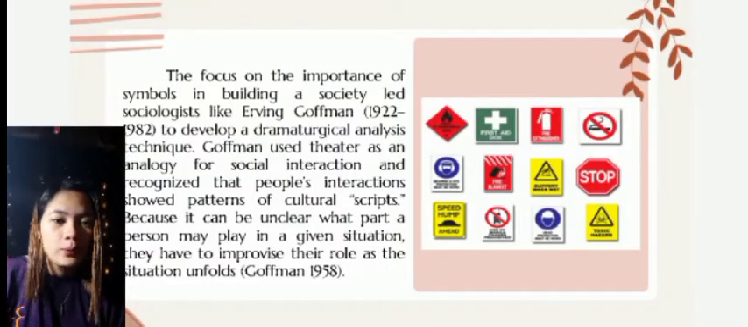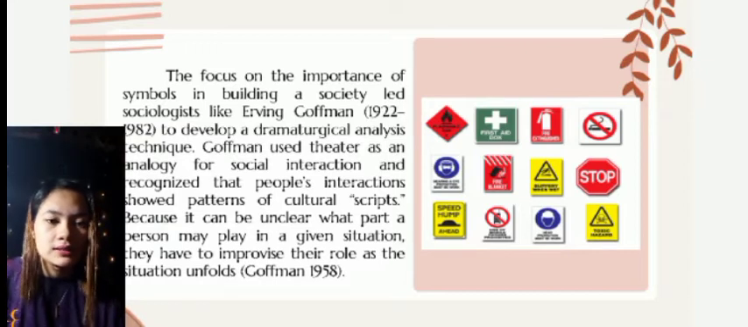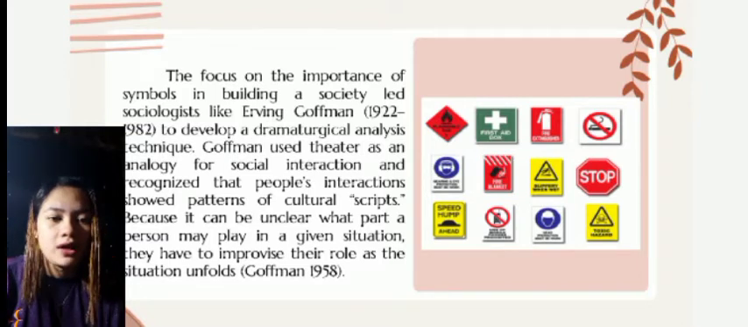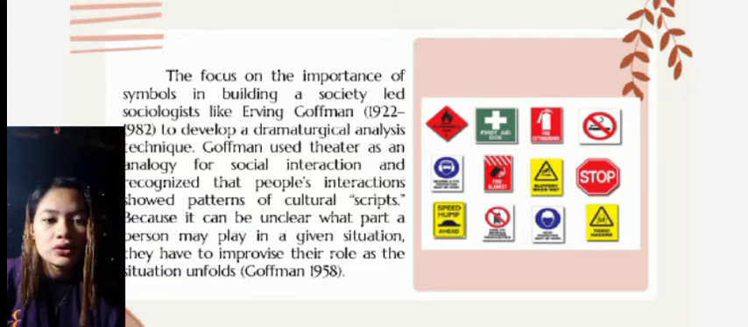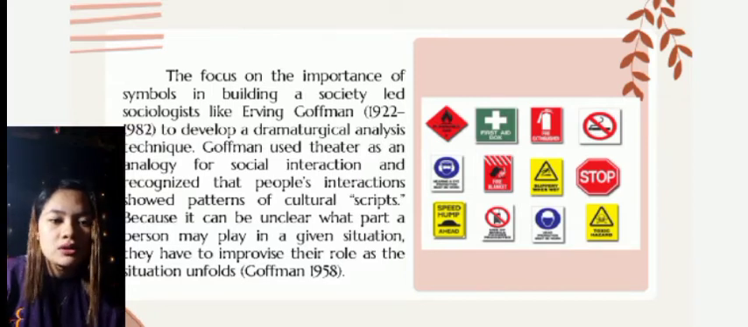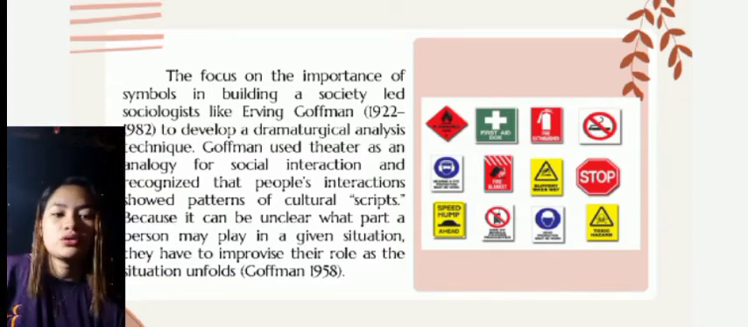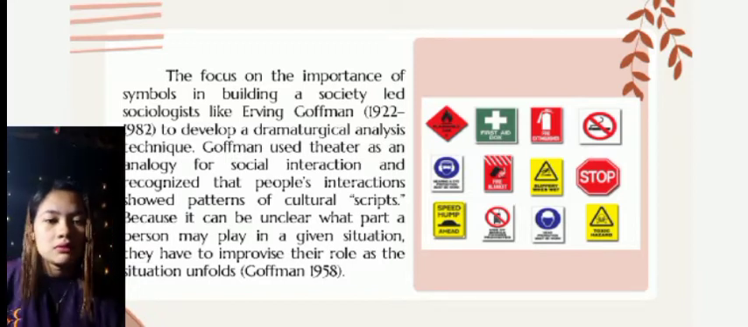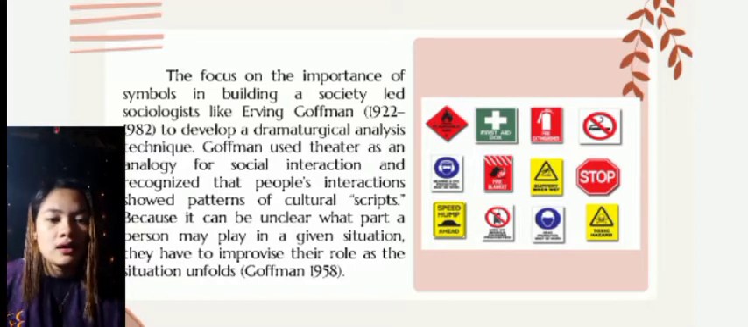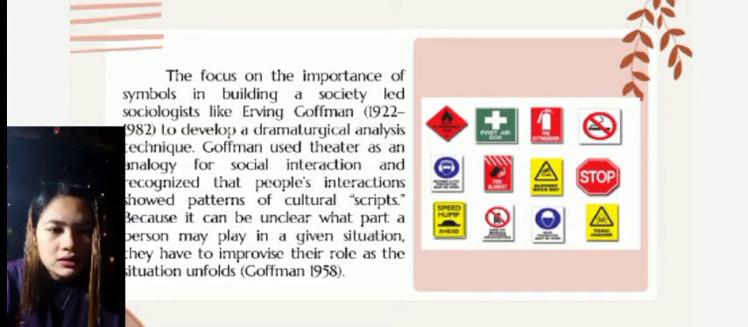The focus on the importance of symbols in building a society led sociologists like Erving Goffman, 1922 to 1982, to develop a dramaturgical analysis technique. Goffman used theater as an analogy for social interaction and recognized that people's interactions showed patterns of cultural scripts. Because it can be unclear what part a person may play in a given situation, they have to improvise their role as the situation unfolds.